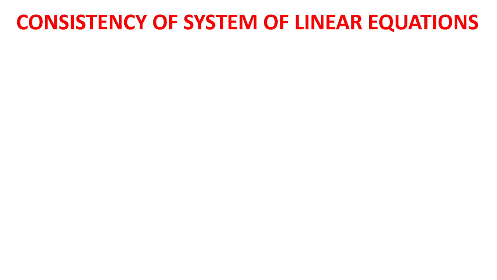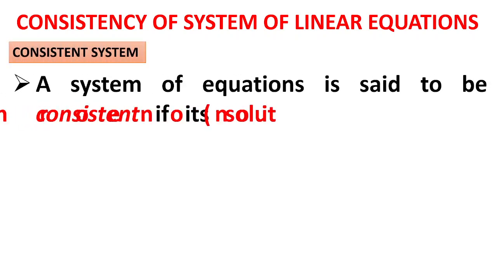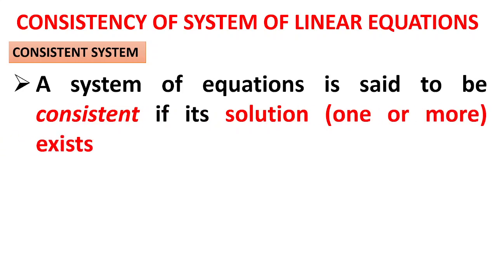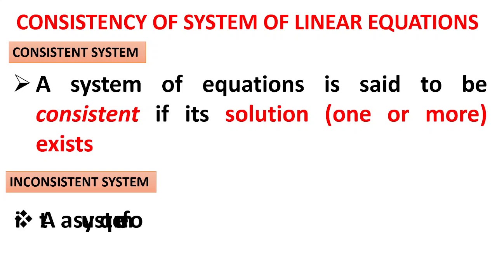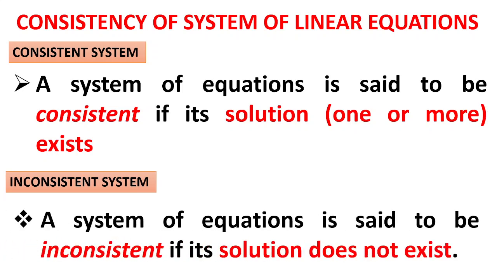Let us see what we mean by consistency of system of linear equation. Already you have seen it in lower class, but anyway we will recollect it once again. Consistent means a system of equation is said to be consistent if it has solution, one or more. Suppose if it has unique or many, it will come under consistent. Inconsistent means a system of equation is said to be inconsistent if its solution does not exist. You already saw in class 10, a system can have unique solution, many solution or no solution. Unique and many come under consistent, no means inconsistent.